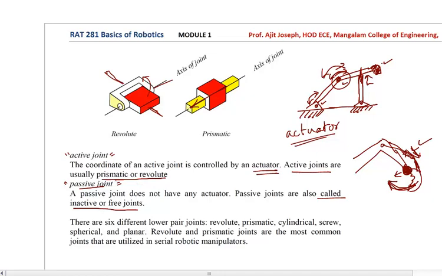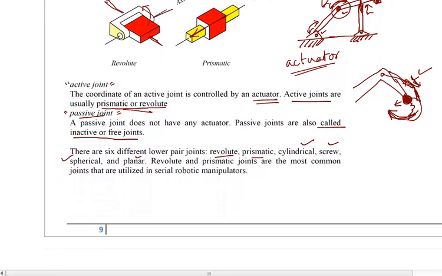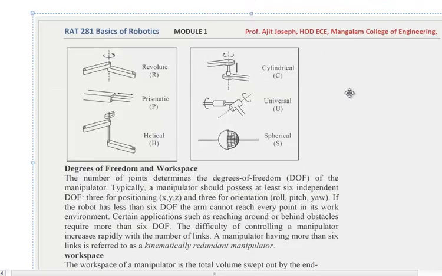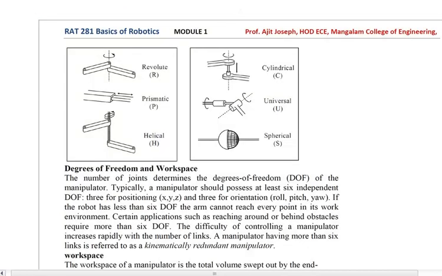So these are the main joints, prismatic or revolute, and we are having 6 lower pair joints, out of which there are revolute, prismatic, and then something called a cylindrical joint, screw joint, spherical joint, and planar joint. Let's see what they are. So here you are having a revolute joint. As you can see, this is the axis and this is the joint. This is something that we have studied. Even the prismatic one we have studied.